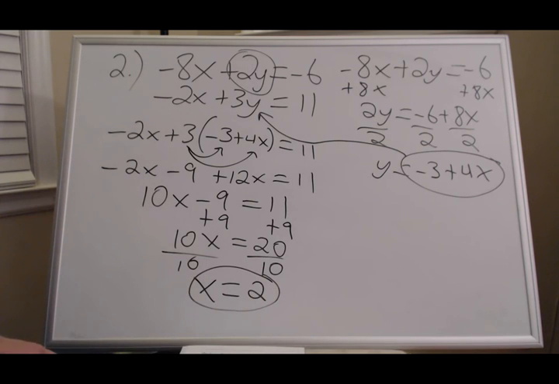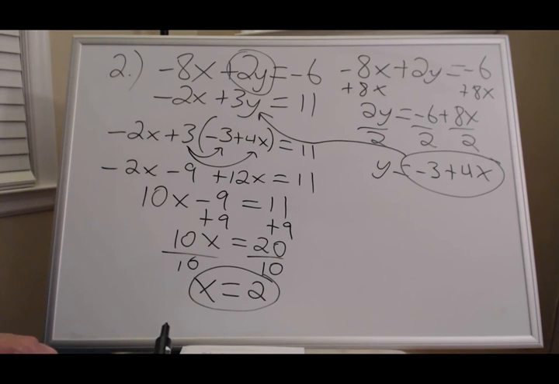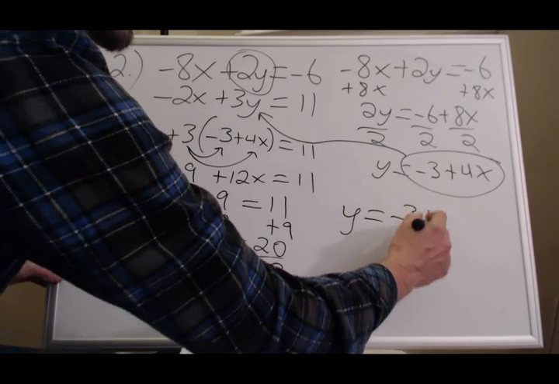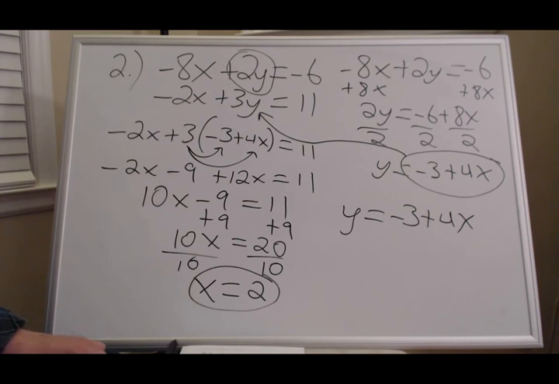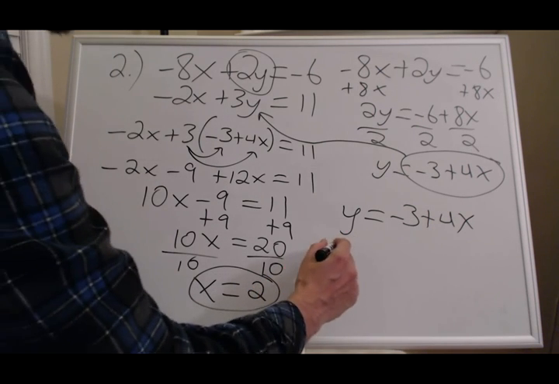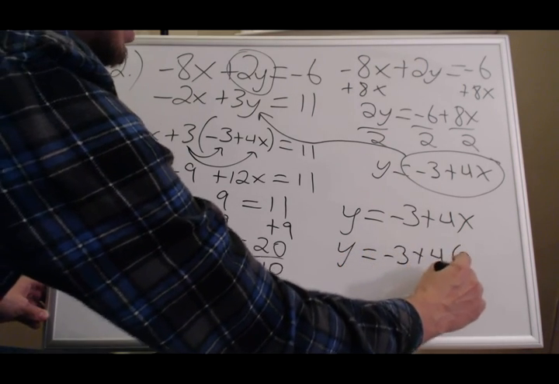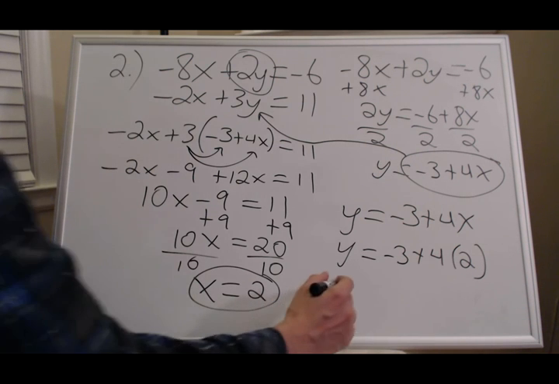Halfway there. Now we need to plug x back into one of our original equations. Well, why not this one we found halfway along the way? A little bit less work than some of the earlier ones. So we write y is equal to negative 3 plus 4x, and we replace x with 2. Four times 2 is 8, minus 3 is 5.